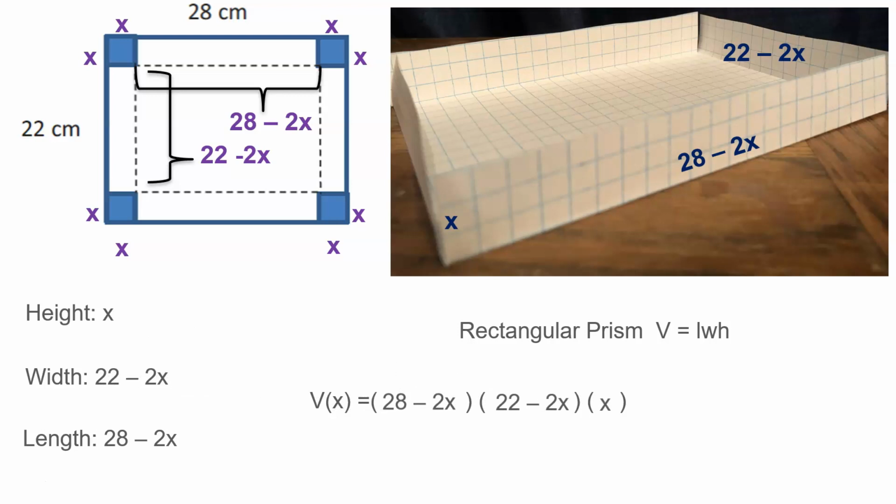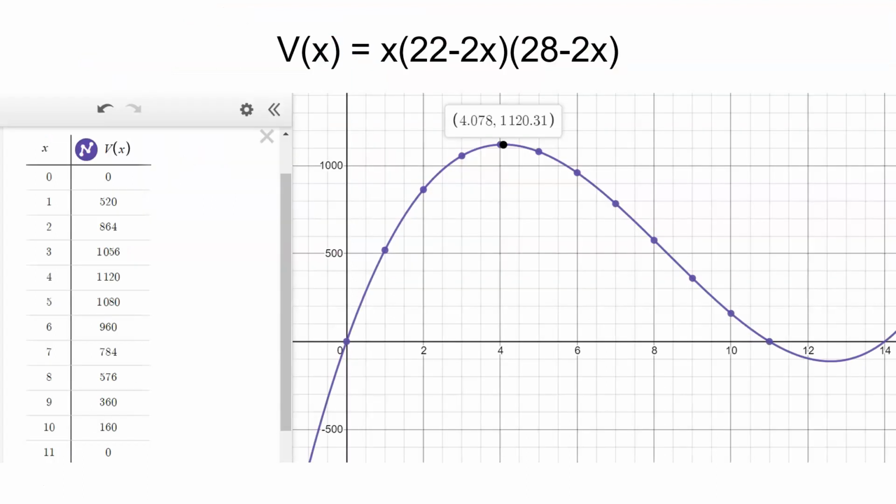This gives us a function formula. Next, let's look at the graph and the table of this function. By using Desmos and adjusting the window, we can get a better look at the function. The practical domain, which represents the possible values of x, or in other words, the possible heights of the box, are values between 0 and 11. If x was less than 0 or greater than 11, then the box would not be able to be physically constructed. If the height of the box was 0, then the box would be a flat piece of cardboard. And if the height was 11, then the box wouldn't have a width.